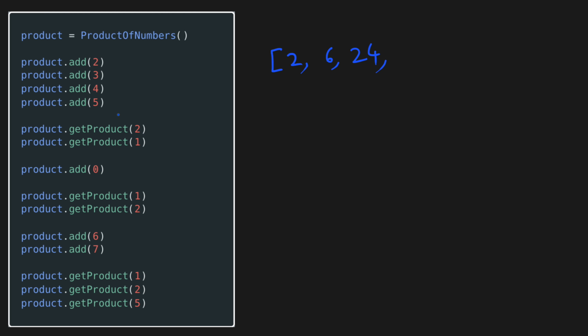Then add 5 is called. So we multiply 5 with 24 and store 120, and so on. And now suppose we got a call getProduct2. Let's see how we can use these prefix products to calculate it.